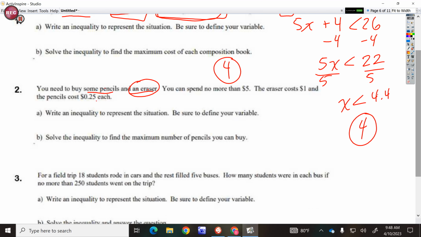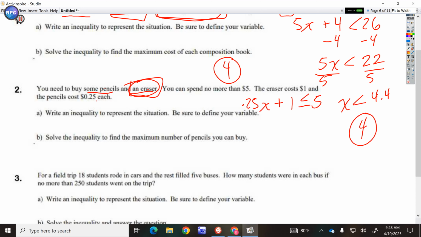All right, number 2. It says an eraser. An eraser means how many of them? 1. So we already know it's going to be plus $1 towards the end here. Now, 25 cents is what pencils cost each. So you put an X on 25 cents. Now it says you can spend no more than, which means less than or equal to $5.